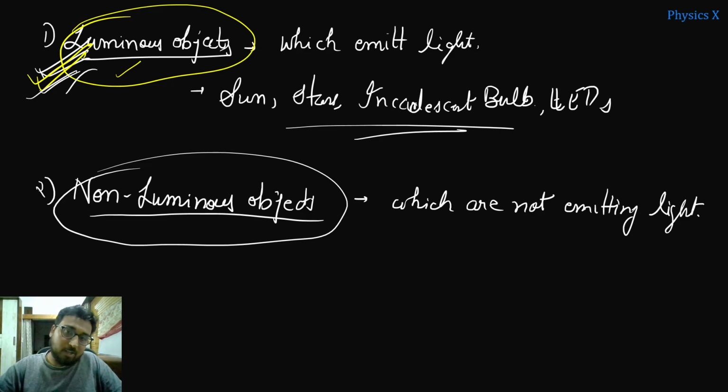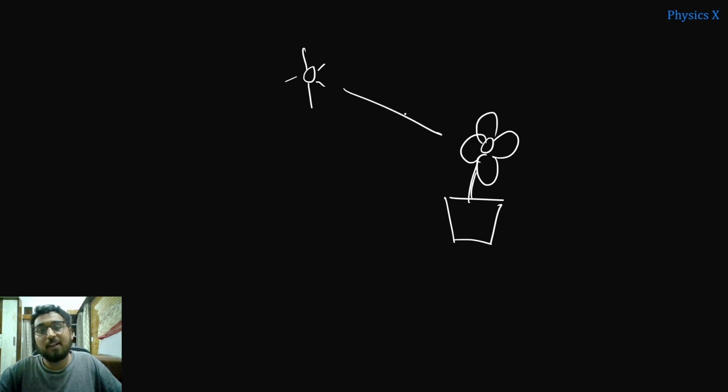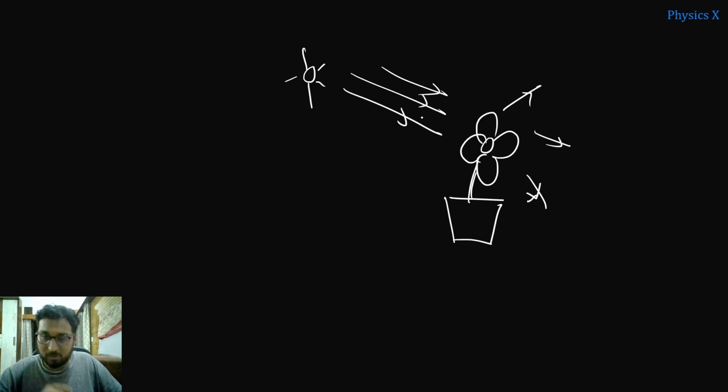So we will be learning different phenomena with light in this chapter, and one of those is reflection. And reflection is nothing but bouncing back of light. Suppose this is the sun and there is a certain object placed around here, and when this light is falling on this object, what happens? I told you that light is scattered after it is incident on this object.